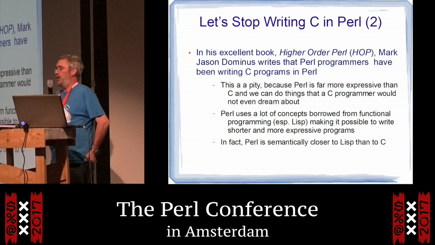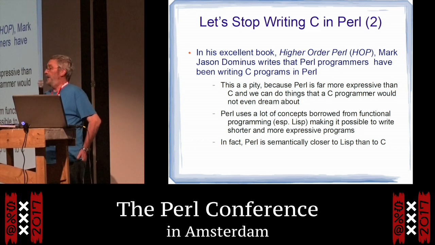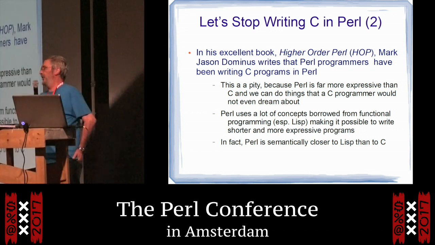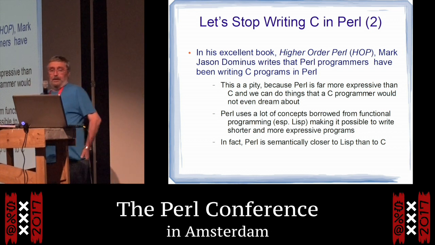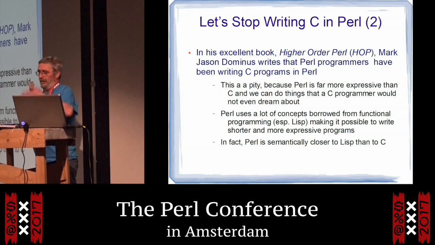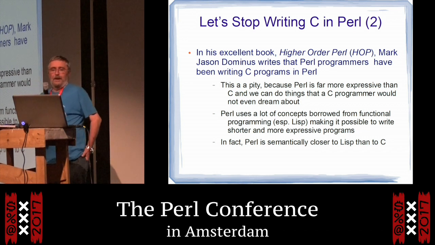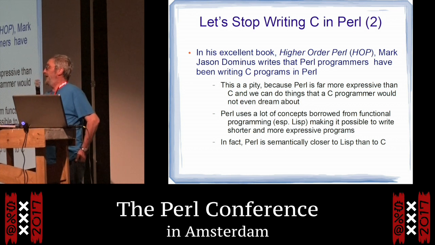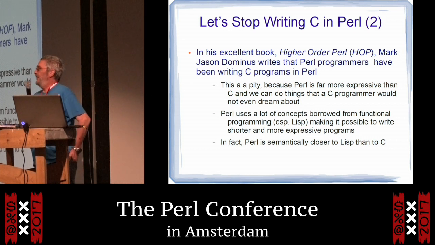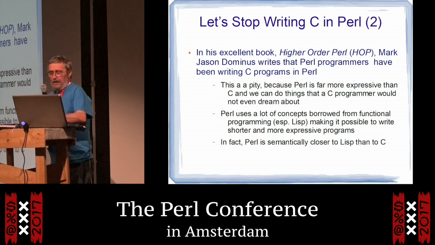Perl uses a lot of concepts which are borrowed from functional programming, especially Lisp, as far as Perl 5 is concerned, and Haskell, as far as Perl 6 is concerned, and that allows us to make programs which are shorter, more expressive, more efficient, maybe not more efficient in terms of speed, but more efficient in terms of how quickly we write the program. We can even say that Perl is semantically closer to Lisp than to C, even though the syntax is probably closer to C.